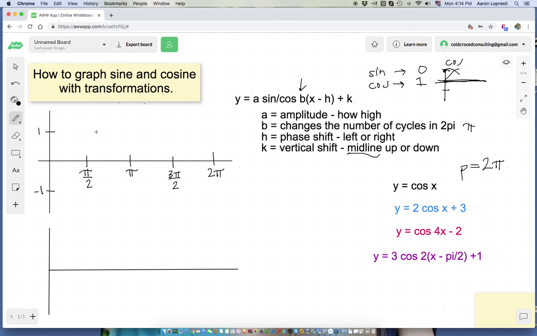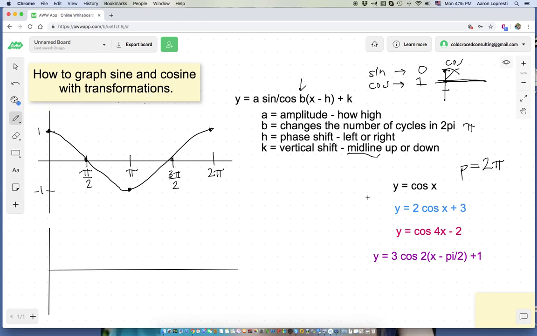Okay, so cosine x starts at 1. It's going to go up, middle, down, middle, and then up. And that's 1 full cycle of cosine. Voila. All right. Then we start making changes on it.